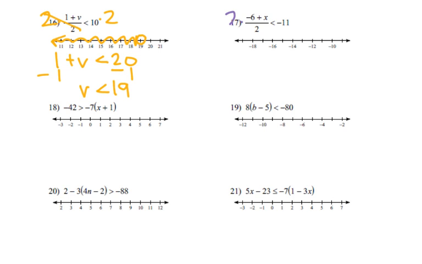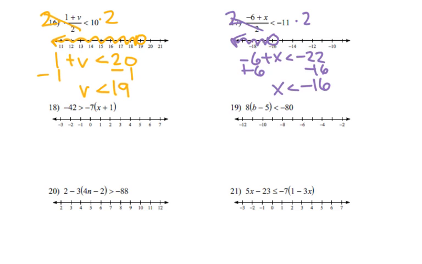17, again, start by multiplying first, because first we'd add a negative 6, then we divide by 2. So we do the opposite, times by 2 in reverse order, and then we'll add 6. So I get negative 6 plus x is less than negative 22. Add 6 to both sides. I get x is less than negative 16. So, again, a hollow circle at negative 16. X is less than, shade to the left.